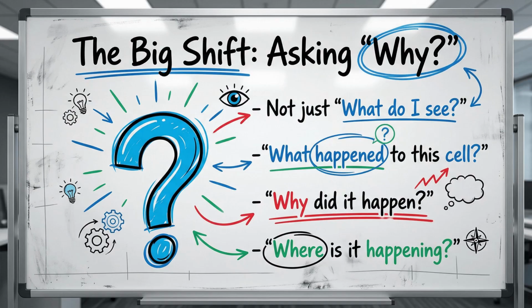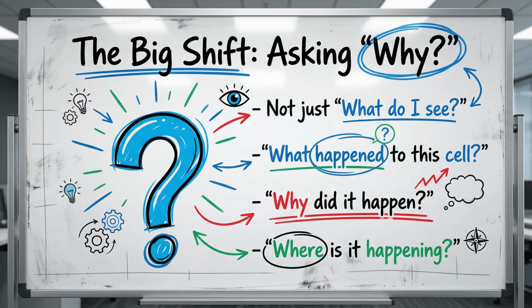This slide represents the most important mental shift you will make in this course. As histotechnologists, it is incredibly easy to get caught up in the visual identification game. You look in the scope and say, oh, look, a spherocyte. Next field. But I want you to push yourselves further. I want you to stop asking just, what do I see? And instead, I want you to look at that spherocyte and ask, what happened to this cell to make it look like that? Why did it lose its biconcave shape?